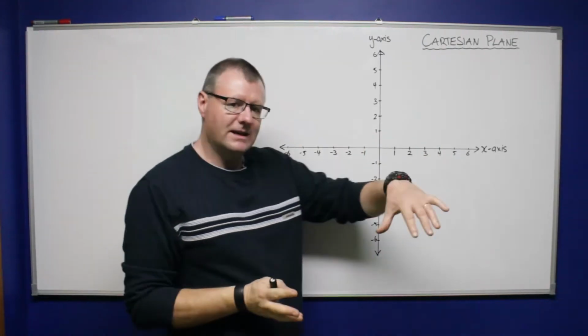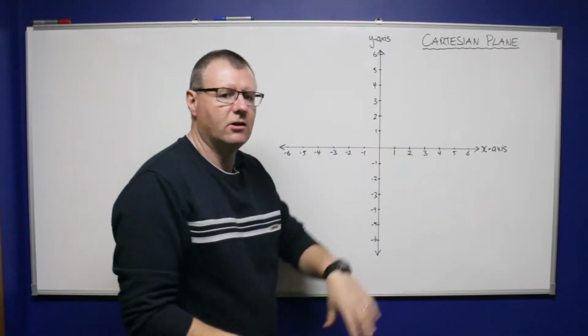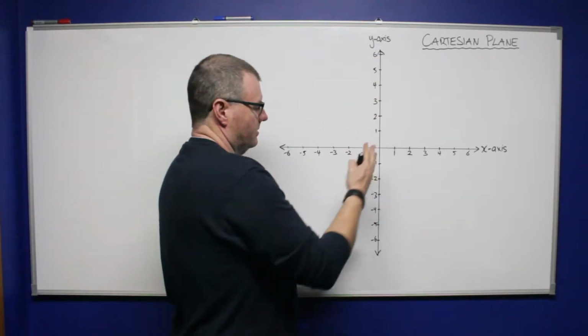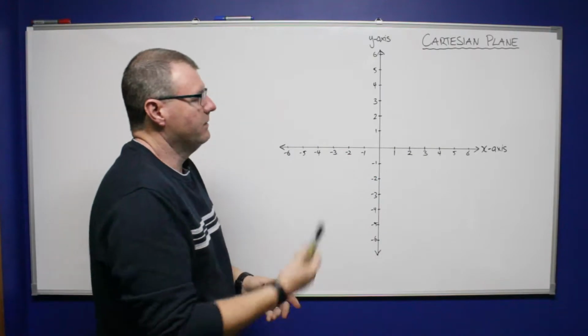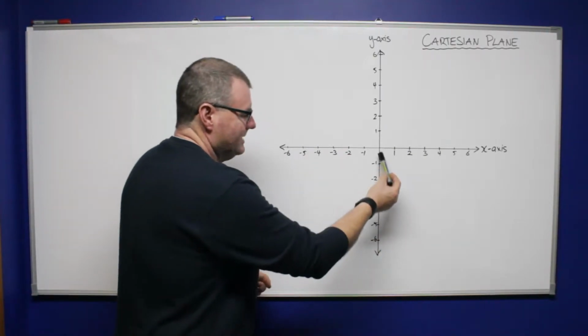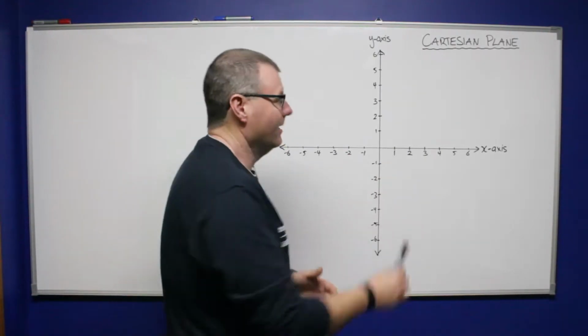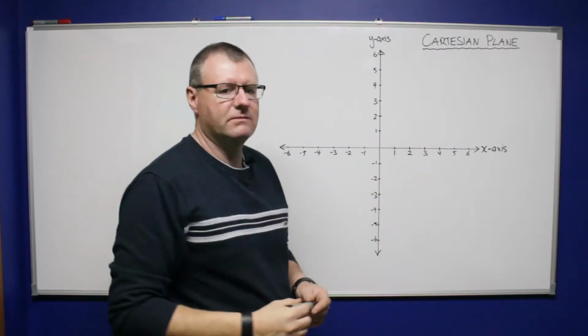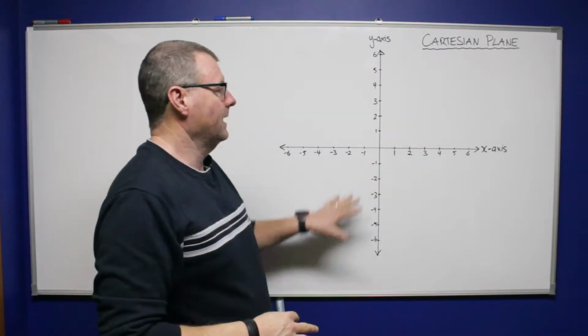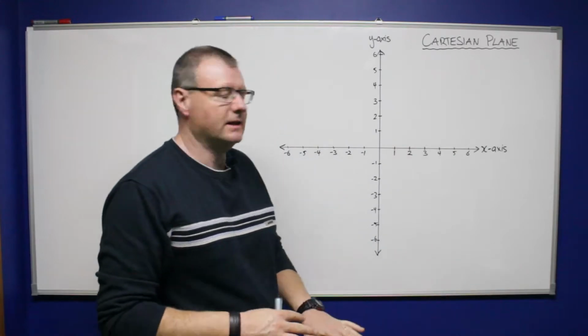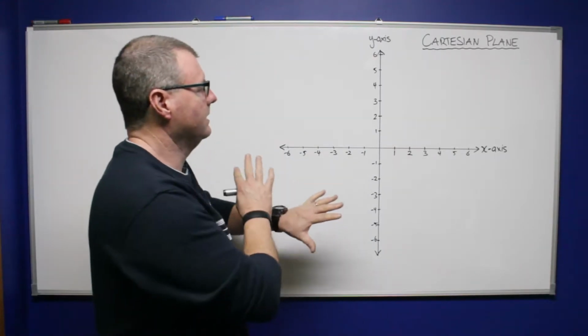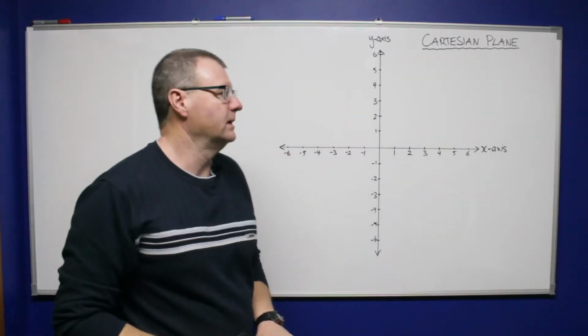But what if I took a second number line and rotated it 90 degrees, so they meet perpendicular to each other, and now I've got a second number line. If I go down, I go into the negative numbers. If I go up, I'm going into the positive numbers. Put those two together and I get this Cartesian plane. It's like a two-dimensional grid that lays over my whiteboard here.